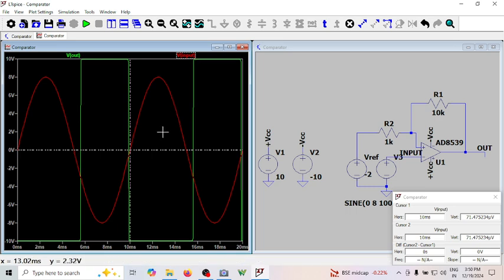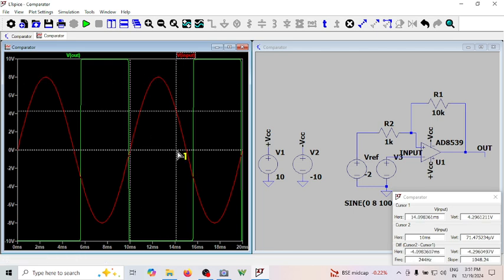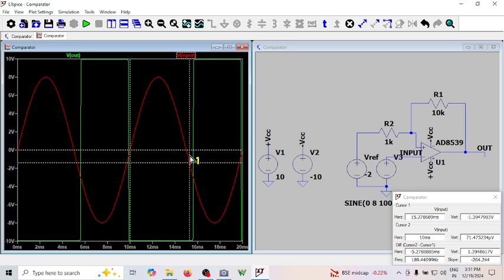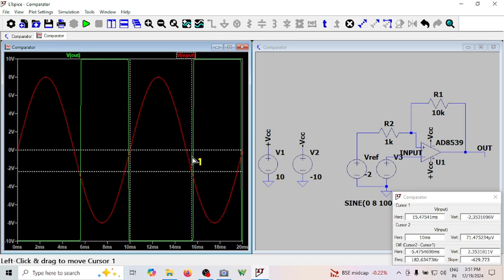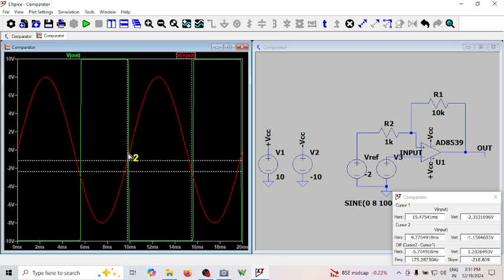See now you move along. I'm having 2 cursors, so let me put one cursor for minus to plus transition. Cursor 1 is from minus VSAT to plus VSAT, and let me put cursor 2 for plus VSAT to minus VSAT. Okay, cursor 1 is VTL. Cursor 1 VTL is minus 2.35.